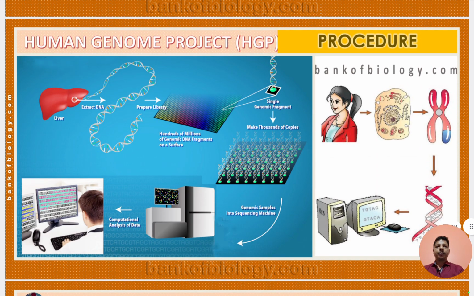Here you can see the procedure. DNA extracted from liver cell, prepared library. As you can see, hundreds of millions of genomic DNA fragments on a surface. Then a single genome fragment makes thousands of copies. Genomic sample goes into the sequencing machine, then computerized analysis of data.